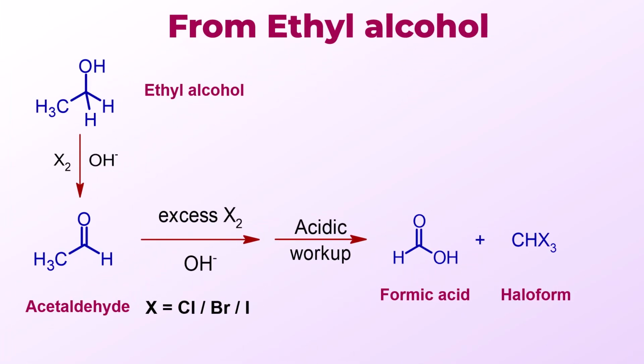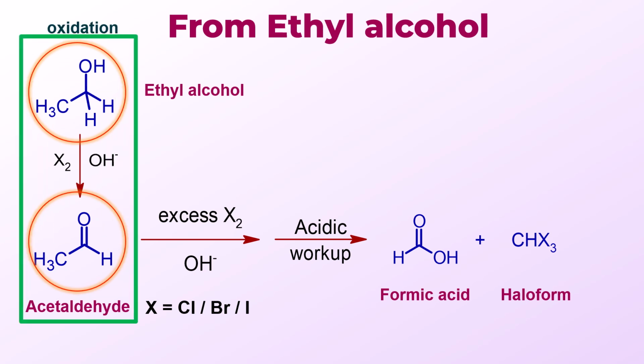Apart from the compounds discussed so far, 2 other compounds also undergo the haloform reaction. These are ethyl alcohol and acetaldehyde. Ethyl alcohol is the only primary alcohol that shows the haloform reaction, as it is first oxidized to acetaldehyde under the reaction conditions. Acetaldehyde, being an aldehyde that already contains the methyl carbonyl group, directly undergoes the haloform reaction.